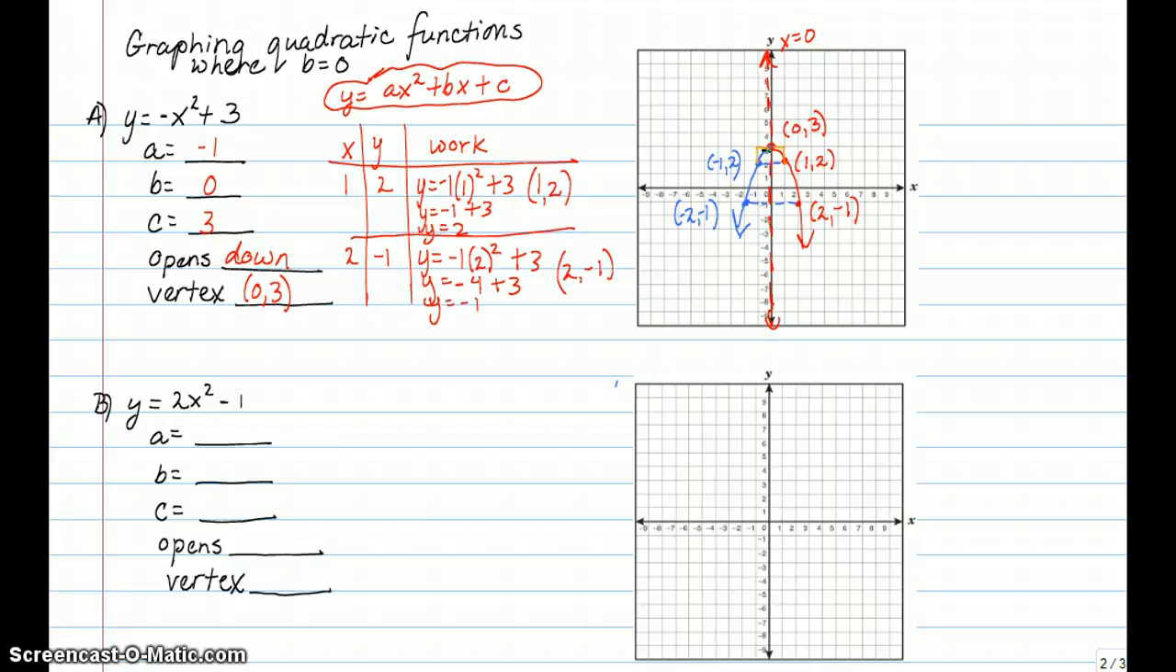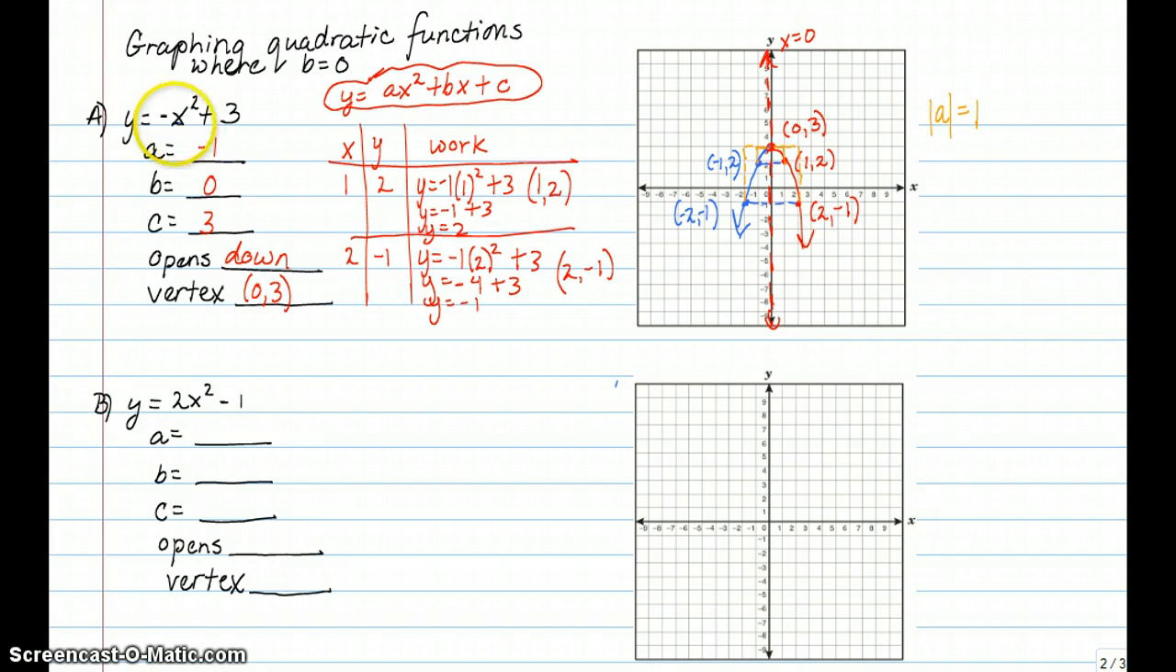You can get 2 more points by going back to the vertex, going over 1, 2, and then down 4. 1, 2, 3, 4. You hit the point, 2, negative 1. Go back to the vertex, 1, 2, down 1, 2, 3, 4. You hit the point, negative 2, negative 1. So without doing any of this table work, you would be able to graph this particular quadratic equation.